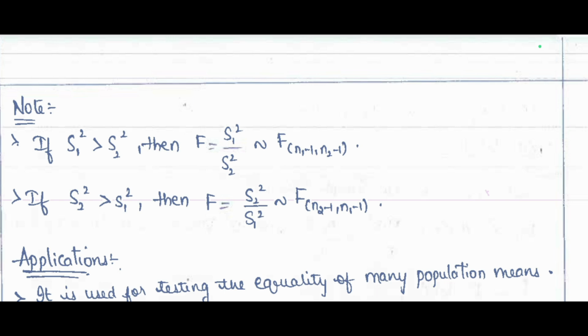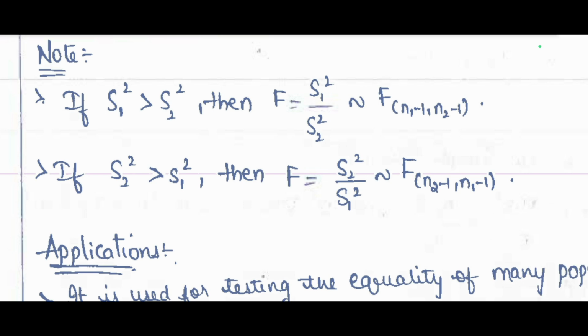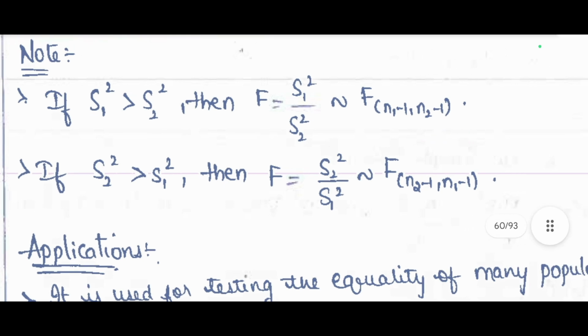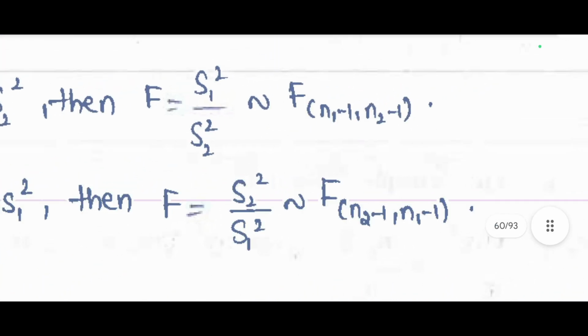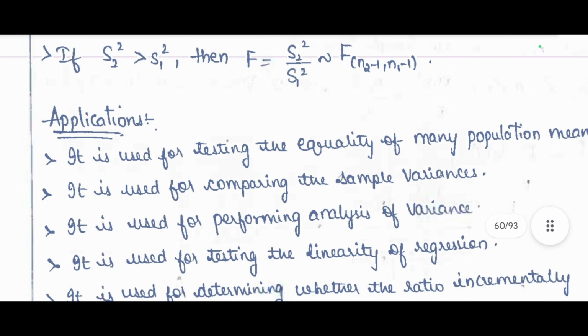Similarly, another note: if s2 square is greater than or equal to s1 square, this is very important, then F calculated becomes s2 square divided by s1 square. According to that, the degrees of freedom also change to n2 minus 1, n1 minus 1.